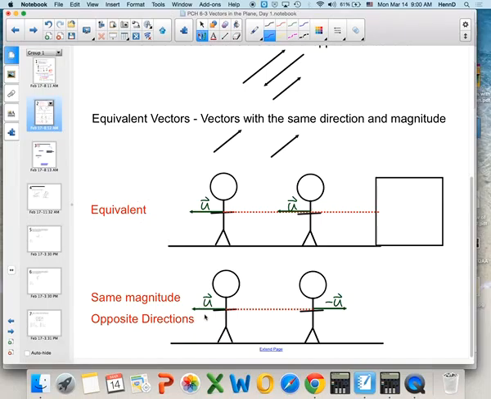All right, so that's the idea. Notice these would be parallel vectors. Okay? These are also parallel vectors. Equivalent vectors are always going to be parallel vectors. Okay? But here, same magnitudes, opposite directions. Opposite directions are going to be parallel. Okay?